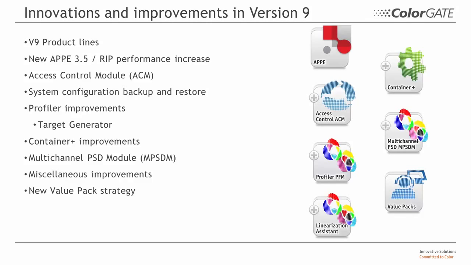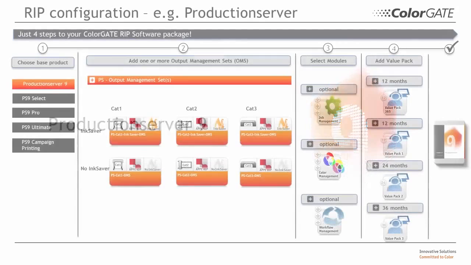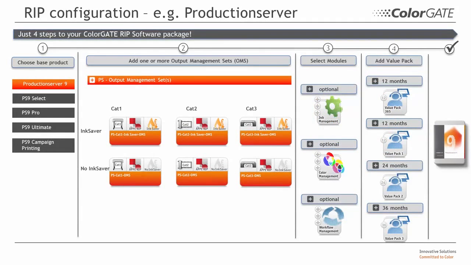The RIP software family begins with Productionserver 9. All ColorGATE RIP software consists of four components. Just choose a base product, for example the Productionserver 9, add one or more output management sets, then select one or more modules from the categories Job, Color and Workflow Management, add a value pack 1, 2 or 3 to complete your configuration.